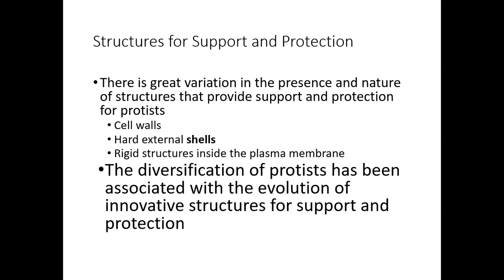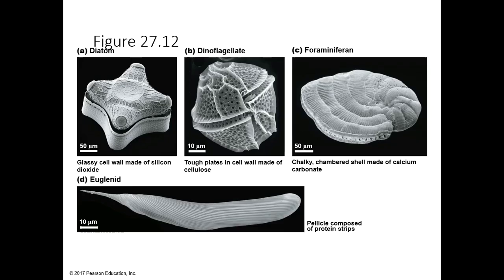So this diversification of protists has been associated with the evolution of many structures for support and protection. So lots and lots of evolution has led to the diversity that we see. Depending on the environment in which they live, there are different structures for support and protection. So let's look at some of those examples in different types of protists. You can see here this diatom. Notice the shape of the diatom has this sort of glass-like shell and a box and lid arrangement almost, protecting this organism. Okay, so this is a type of cell wall, very glass-like, made of silicon dioxide.